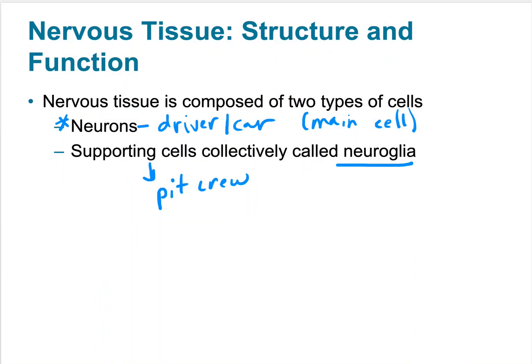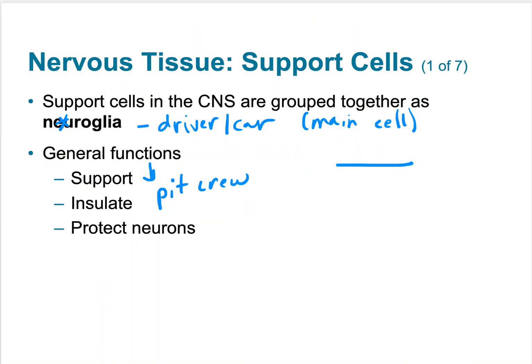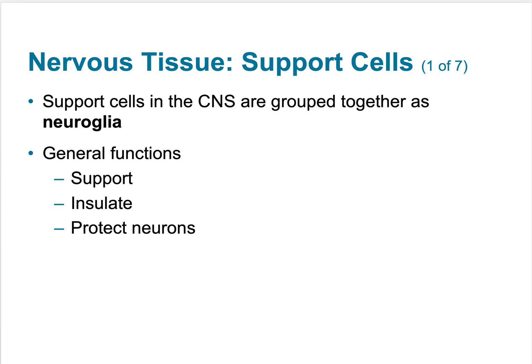Let's talk about the neuroglial cells first, because there are a lot of different types, so let's talk about what they do. Support cells in the central nervous system are grouped together as neuroglia. It's a general term for the cells that support neurons. Their functions are to support neurons, insulate them, and protect them. We have cells called microglial cells that protect them from bacteria, viruses, things that should not be there. They're the guardians of the nervous system.